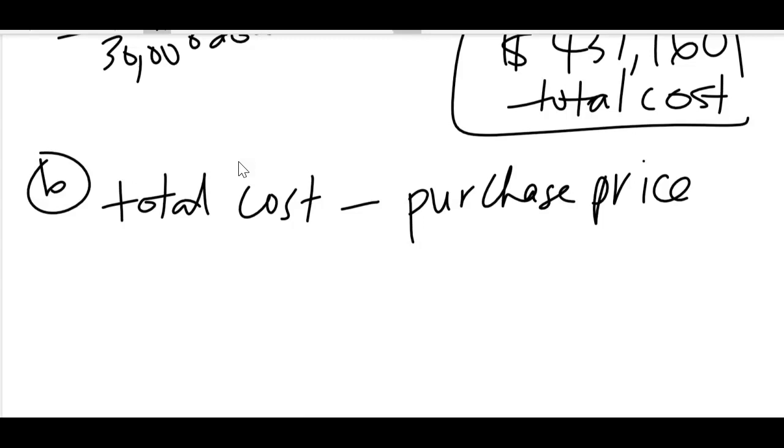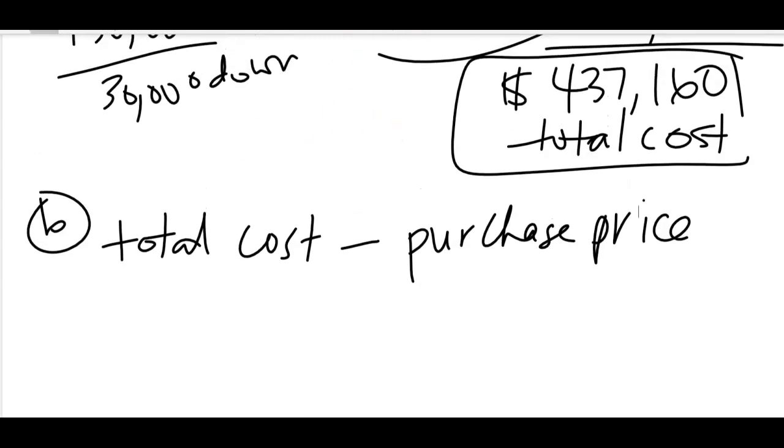So our total cost of the house was, I can't see that, let me scroll. 400, yeah, there we go. $437,160 minus how much did they purchase the house for? So the purchase price or the listing price of the house, okay?